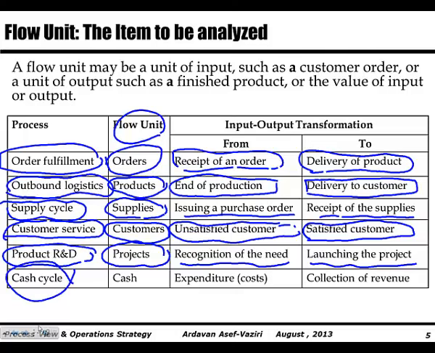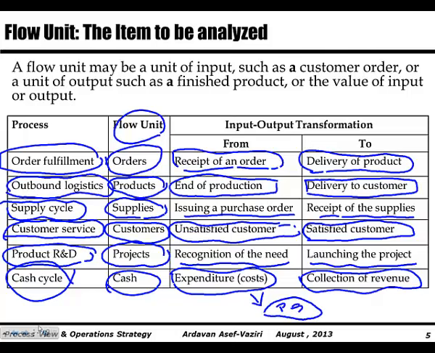In a cash cycle process, the flow unit is cash. The system boundaries, the battery limits of the system, start from the point that we have an expenditure until the point when we collect our revenue regarding the product or services that this expenditure went through. So this expenditure went to a product or a service. We did the transformation process, we send it to the customer, and now we collect the revenue from the customer. And that is from the point that we put cash into the system until the point that we collect cash from the system.